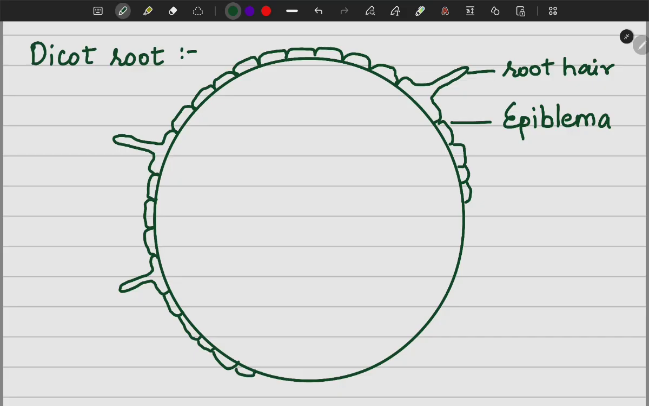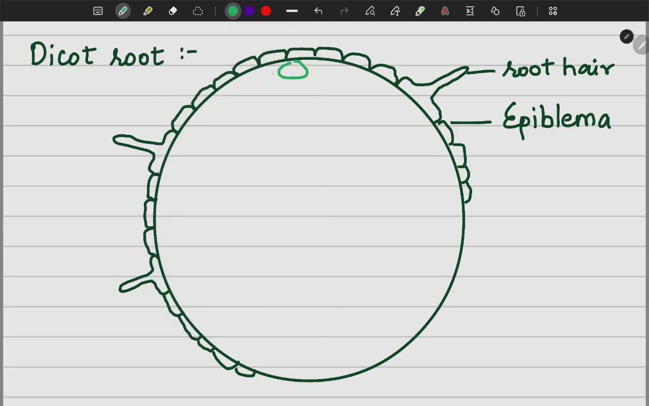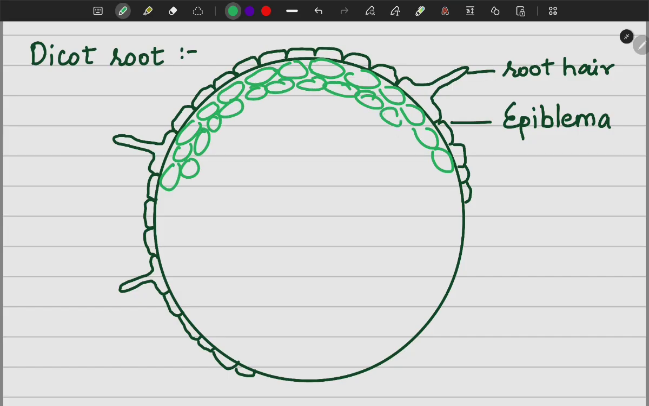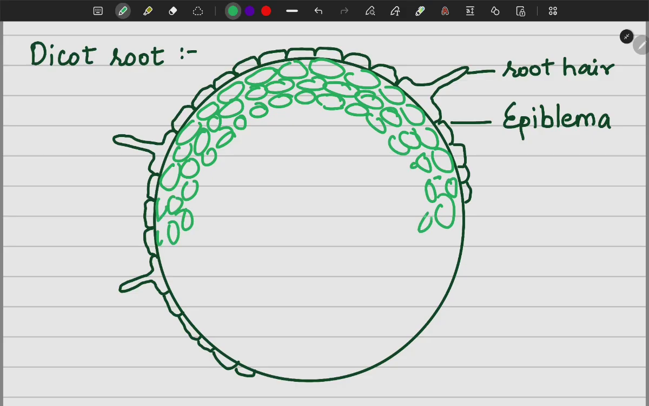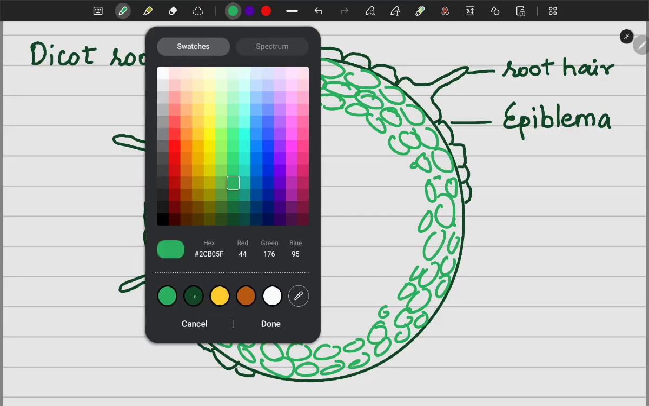Then below the epidermis, we will find cortex. The cortex consists of parenchymatous cells which are thin-walled and they have intercellular spaces between them. So we will find several layers of parenchymatous cells which are thin-walled and having intercellular spaces between them. This is called cortex. Cortex is present below the epiblemma or epidermis. Alright, so this is cortex.